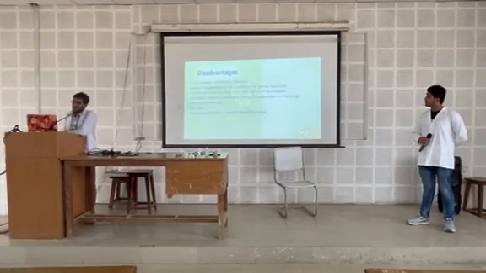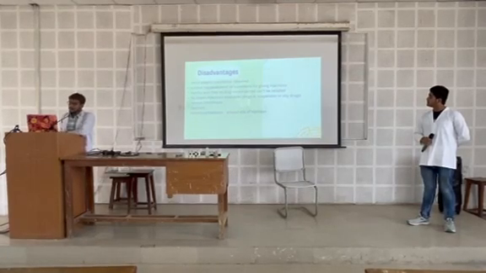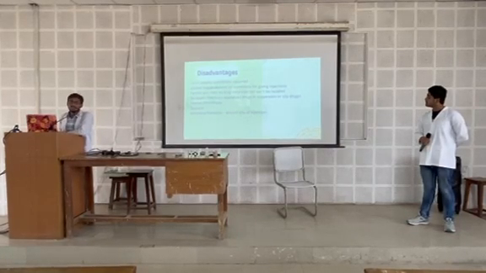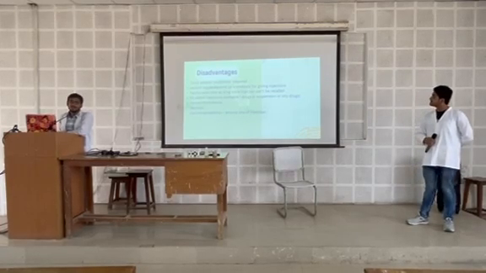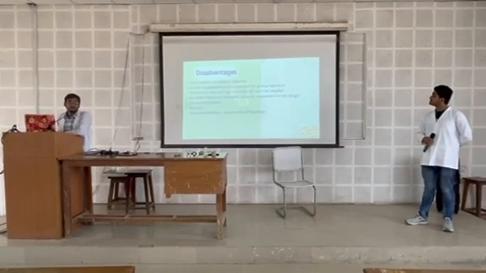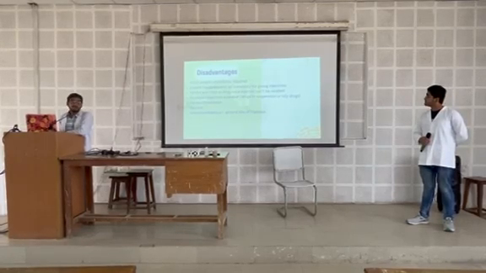The disadvantage is that we need strict aseptic conditions and the patient has to depend on somebody for giving the injection. He cannot take it himself. It is painful and risky as well because once the injection is given, it cannot be recalled back, and we cannot even give a depot injection.